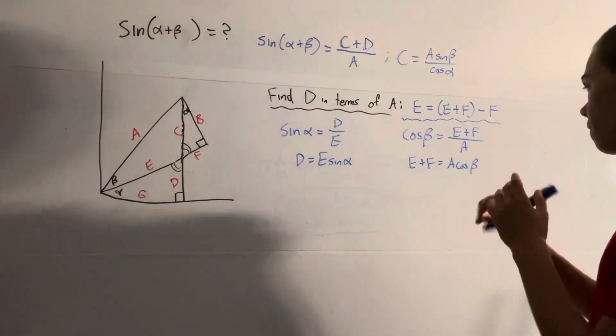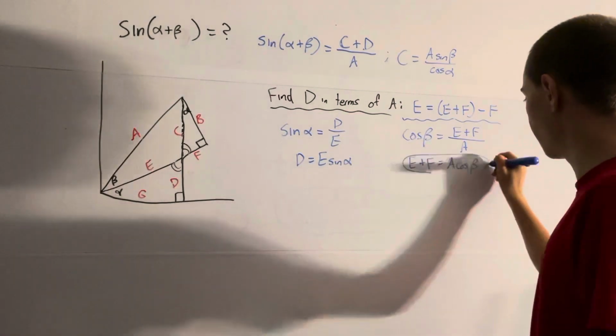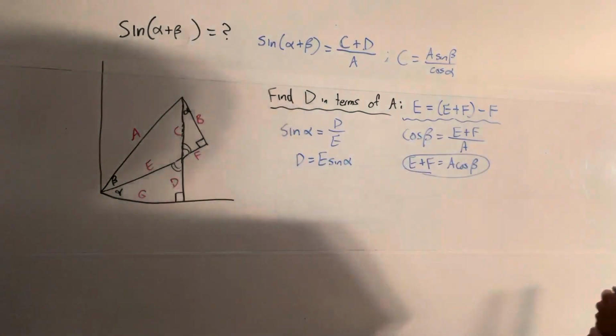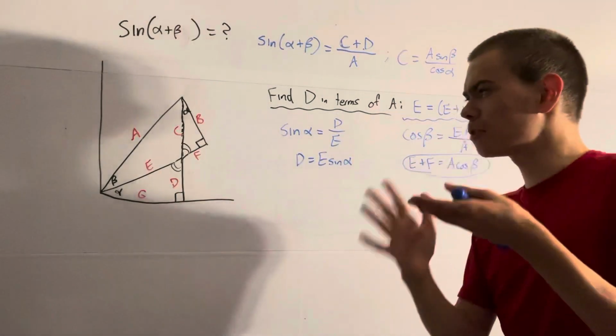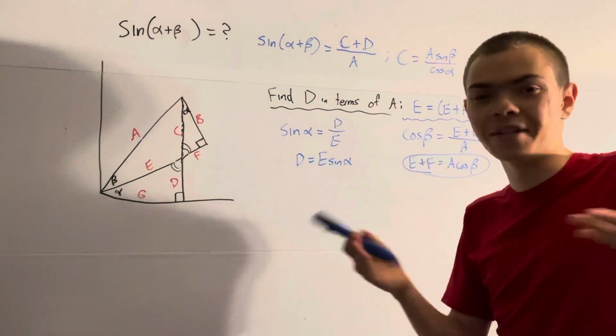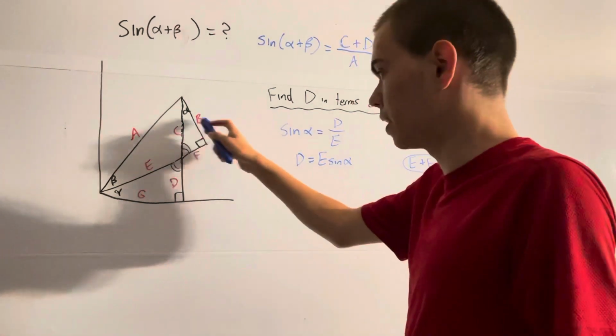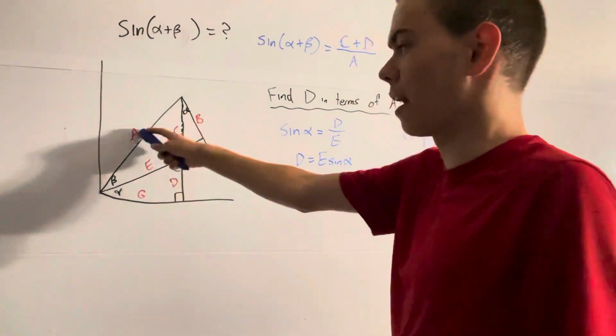So now that we found that, I'm just gonna circle that because it's gonna be useful. Now we're gonna find F in terms of A. Slightly weird, slightly more complicated, but we kind of already did something like this. It's kind of like finding C to B to A. In this case, we're just going F to B to A.